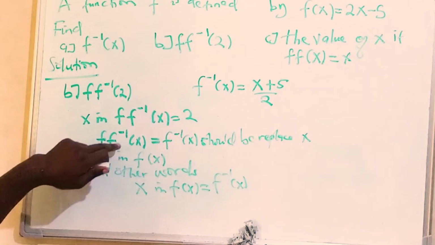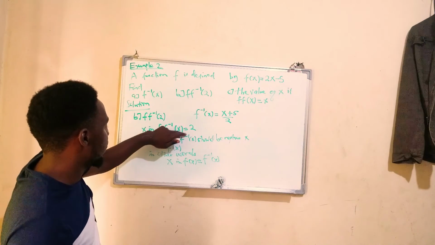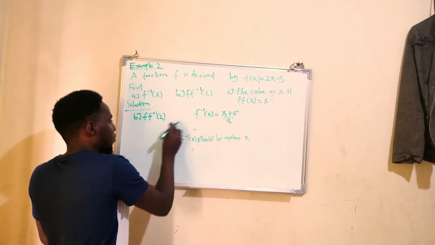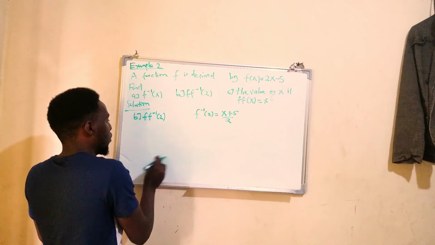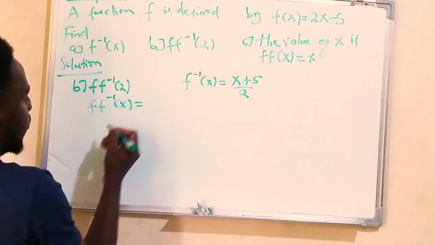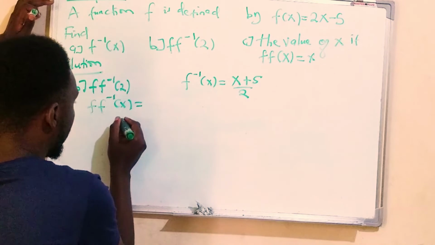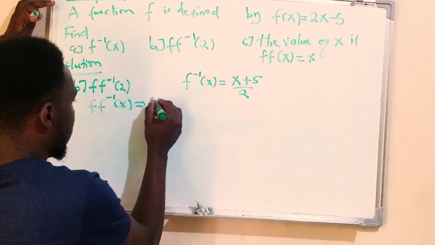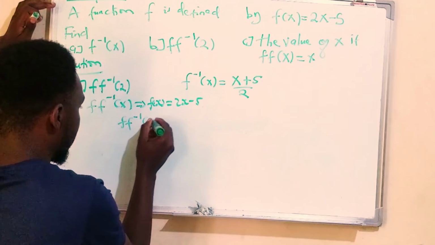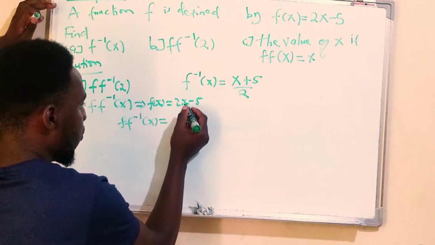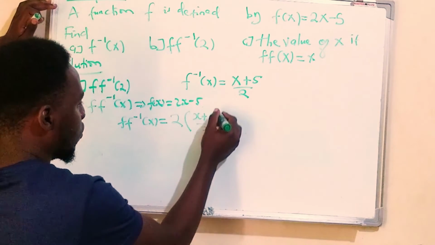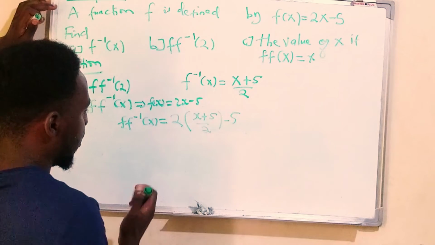We need to find f of f inverse of x because we don't have it. We just have f of x and we have f inverse of x, but we don't have the composite function of the two. So f of f inverse of x is equal to, we know that f of x is equal to 2x minus 5. So f of f inverse of x is equal to, where there is x here, we put 2 open bracket x plus 5 over 2 minus 5.